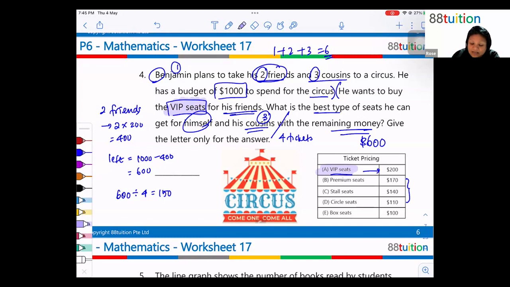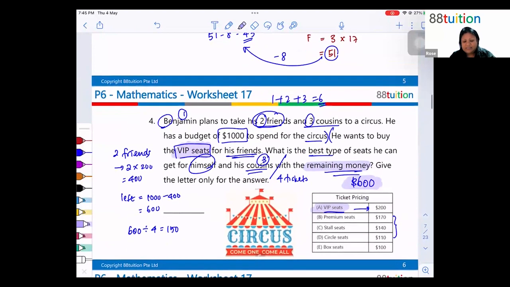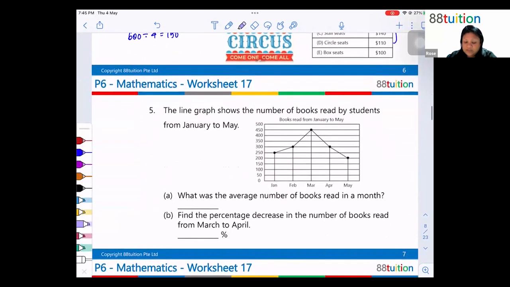They tell you VIP seats, so you remove the money he has to pay for his friends' VIP seats. Then with the remaining $600, he buys tickets for himself and his 3 cousins. So the 4 of them are sitting on the normal seats, not the VIP seats. Okay? All right.